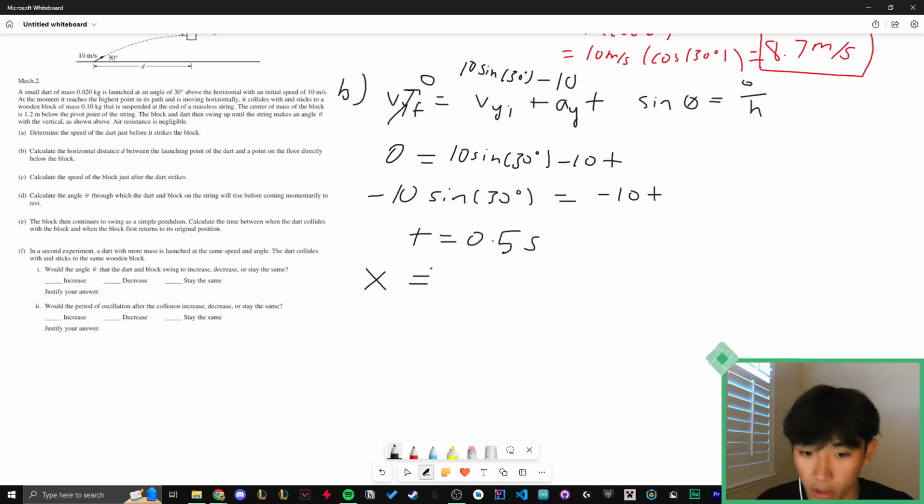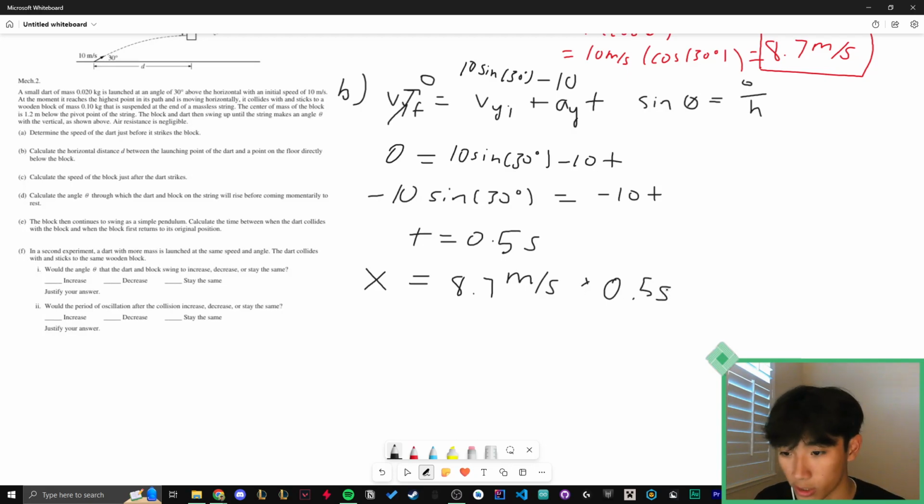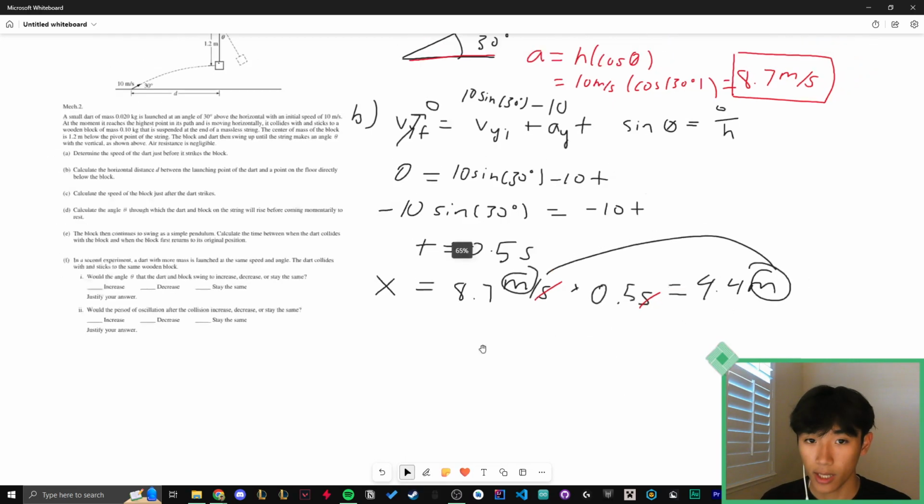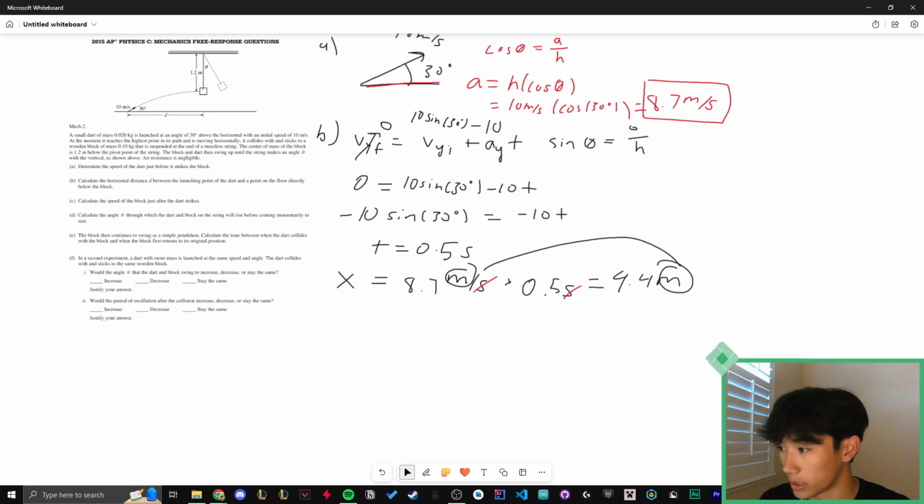distance we get. So we're just going to take our velocity, which we solved for up here, 8.7 meters per second, times t, which is just 0.5 seconds. And notice how this seconds is in the denominator and this seconds in the numerator, canceling out the seconds, leaving us with just 4.4 meters because these are matching units. And that is part B.